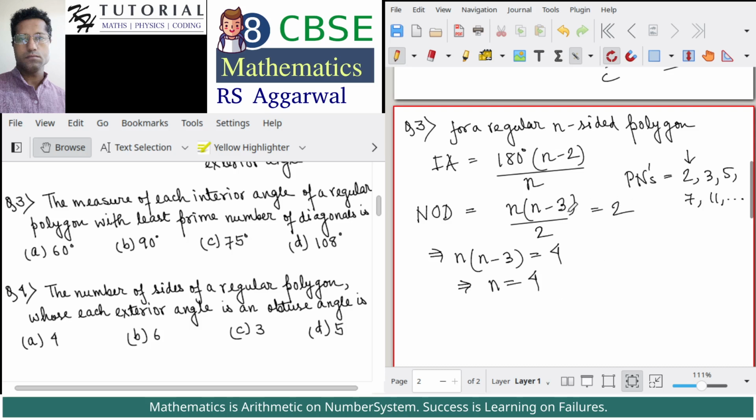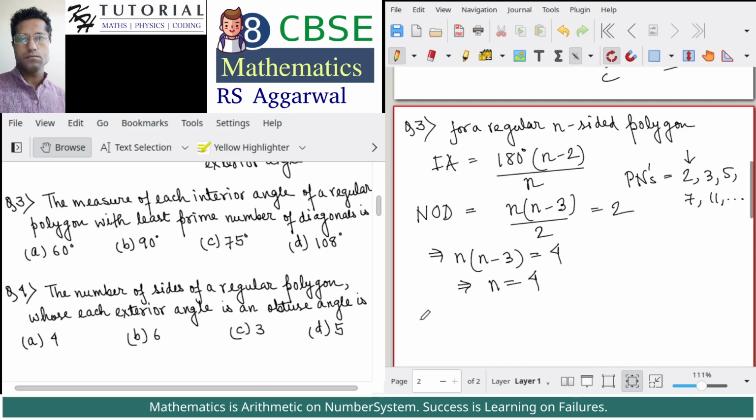Now why have we taken n into n minus 3 divided by 2 equals 2? Because n into n minus 3 divided by 2 is the number of diagonals in a polygon of n sides. It does not matter whether the polygon is regular or irregular. A polygon of n sides has n into n minus 3 divided by 2 diagonals. It is given that the number of diagonals is the least prime number. So 2 is the least prime number, so I have equated n into n minus 3 divided by 2 equals 2. From here I am trying to find the value of n. So n is equal to 4.